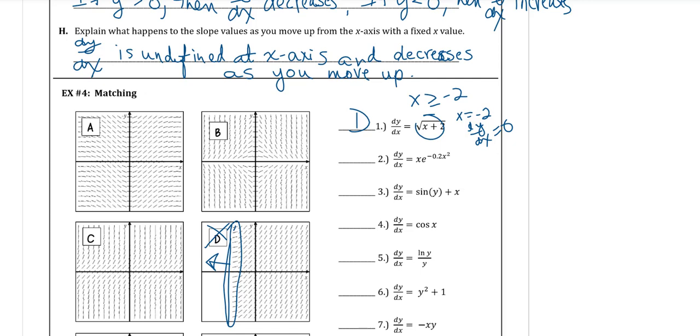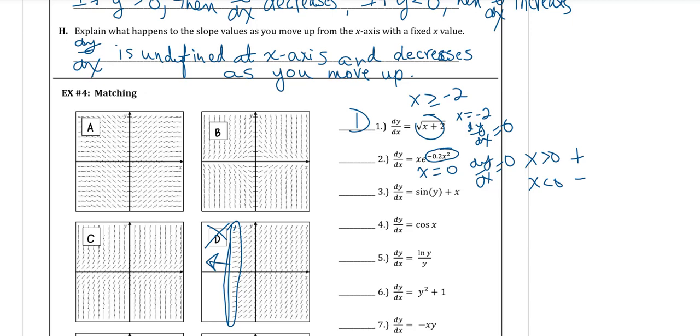But I also want to notice here that if x equals 0, dy/dx equals 0. Another thing to look at is that because e to the -0.2x squared is always going to be positive, when x is greater than 0, the dy/dx is going to be positive, and when x is less than 0, my differential will be negative. So I'm looking at something like that.